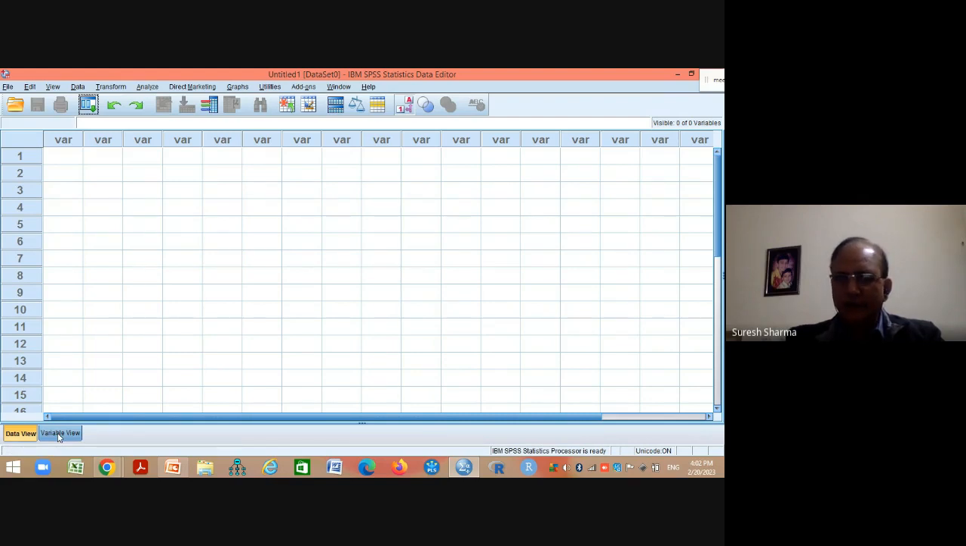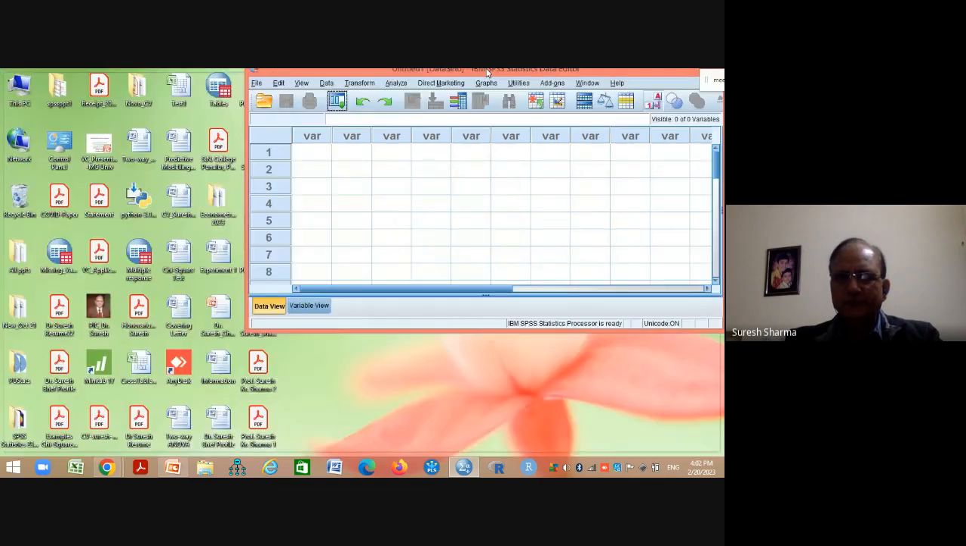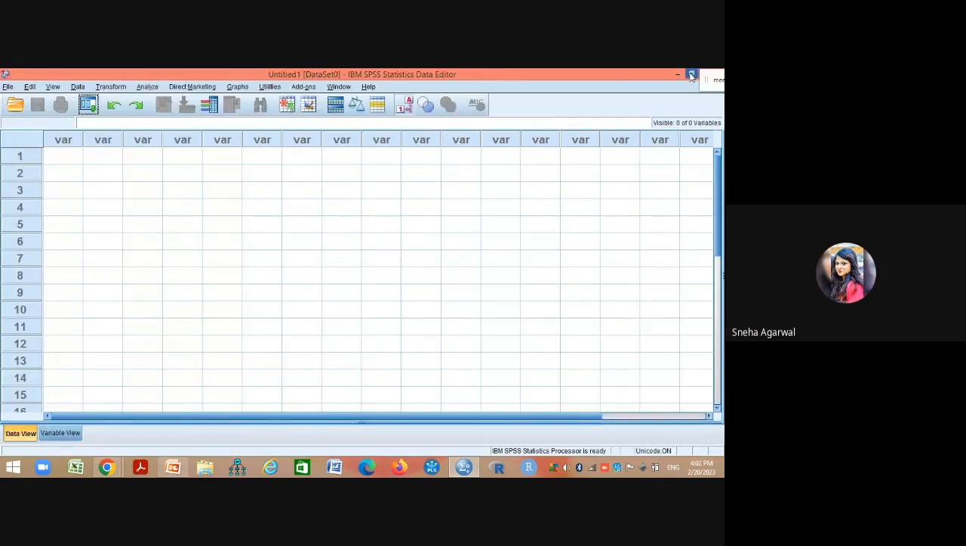But here, if you look at the bottom left corner, there are two views. One is called Data View, another is called Variable View. Can you see that? Data View and Variable View? Yes, sir. Okay.